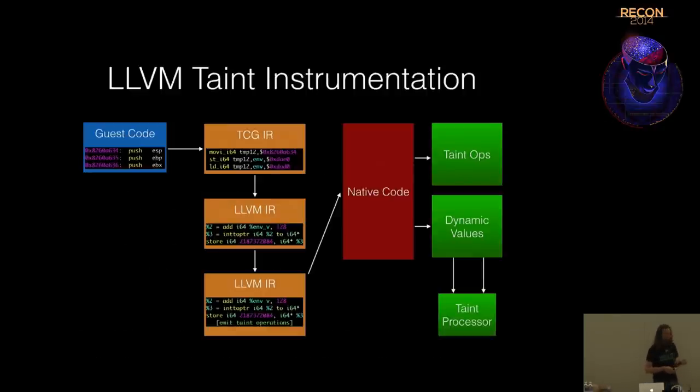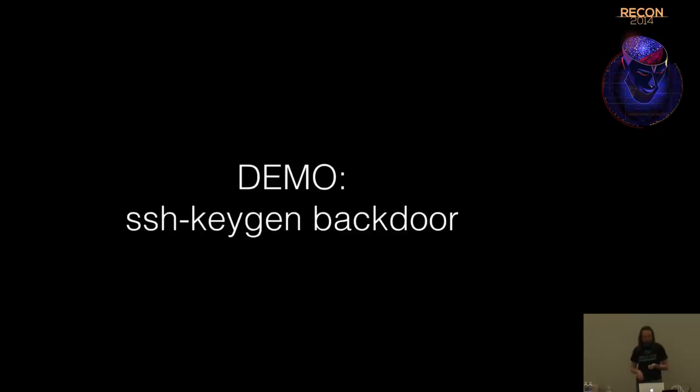So just to represent this all pictorially, again, we have this familiar situation. You've got guest code. It's translated into TCG. It's then lifted from TCG to LLVM. We instrument the LLVM IR so that it also emits taint operations as it's running. And so now when it's actually running, the native code that's running on the host is going to emit both taint operations and dynamic values that you need to do things like resolve pointer locations. And all that's going to go into a taint processor that's going to keep an updated idea of what memory is tainted, what values are tainted, so that now at any point you can query the taint processor and say, does this chunk of memory have any labels on it? And if so, what are the labels?